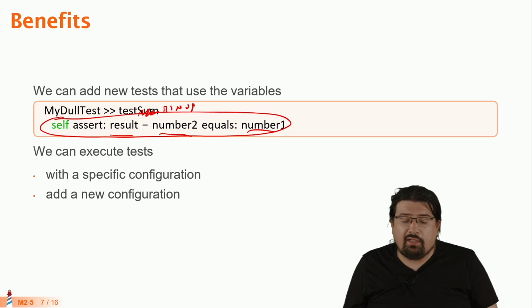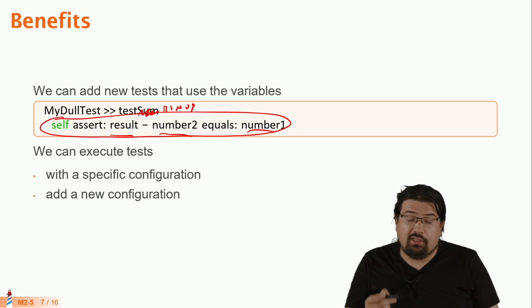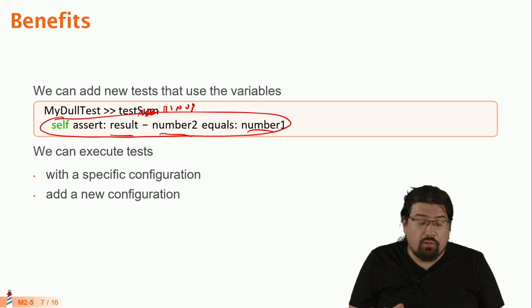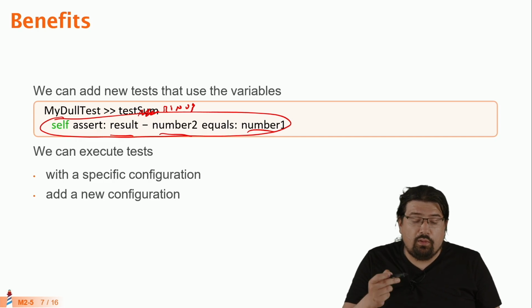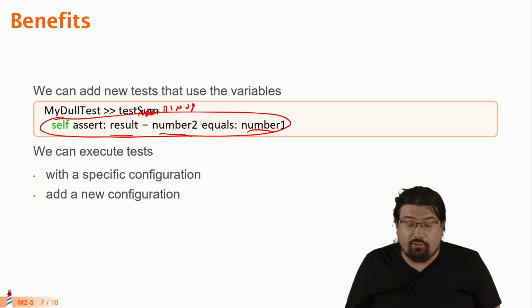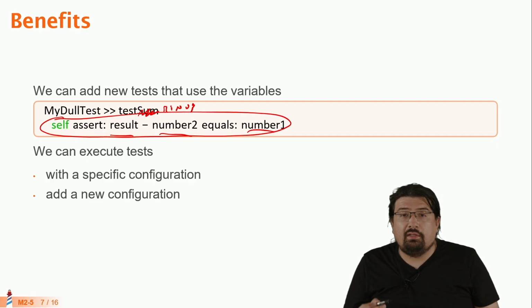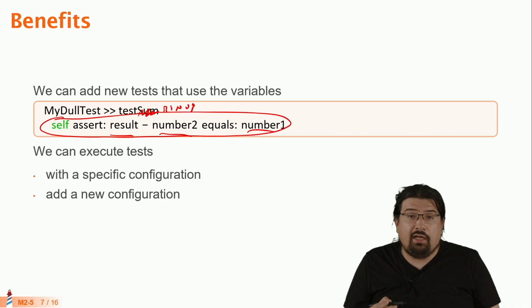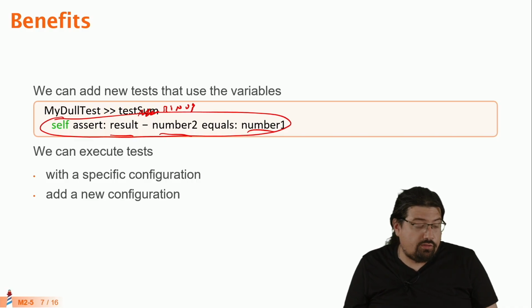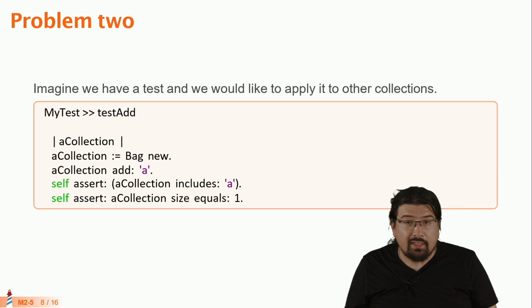And the idea is that we can use these instance variables with the different cases in different tests and reuse them. So every time we add a new case, it will affect all the test methods that we have. So we can execute our test with different configurations, and we can always add new configurations to cover more and more cases in a cleaner way than adding them to a collection. Let's see another problem, another variation.